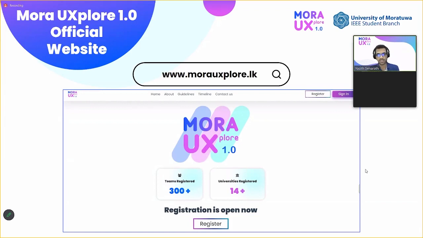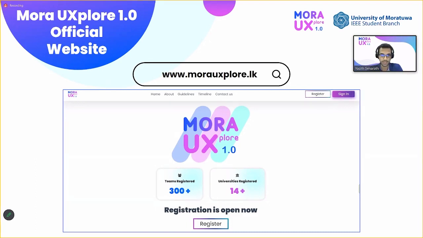First, as you can see, you should go to the morauxplore.lk website. Then you should go to register. Then you should click the register button and go to the relevant page. In there, you should enter your team name and then the email of the leader. And then you have to verify your email. You will get an email in your inbox, and there will be a link that will direct you to a page where you can add your members by clicking the add team members button.